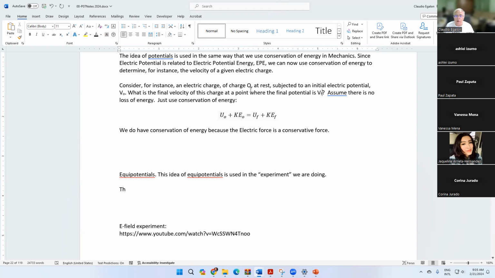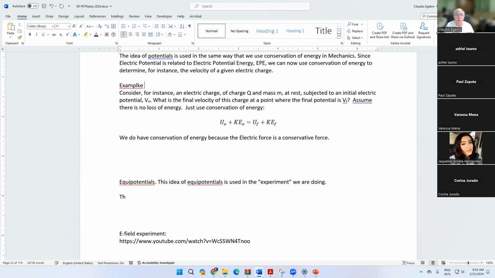Consider, for instance, an electric charge Q and mass M. I have to put mass M here as well, at rest. I'm going to give an example of electric potential and electric potential energy. Consider an electric charge Q and mass M at rest, subjected to an initial electric potential V naught. What is going to be its final velocity at a point where its final potential is VF, right?